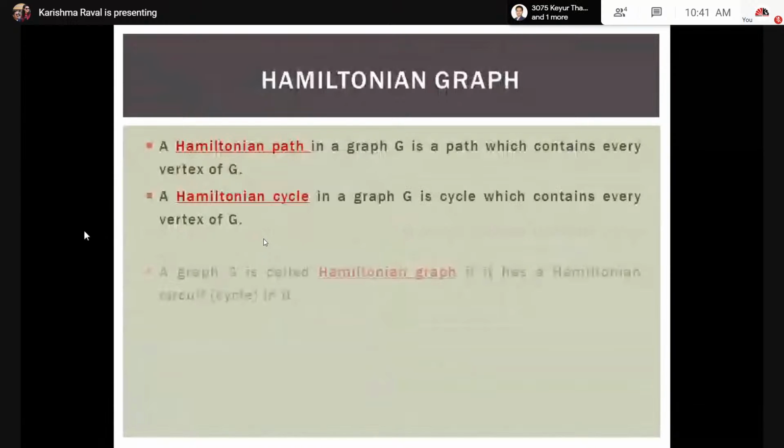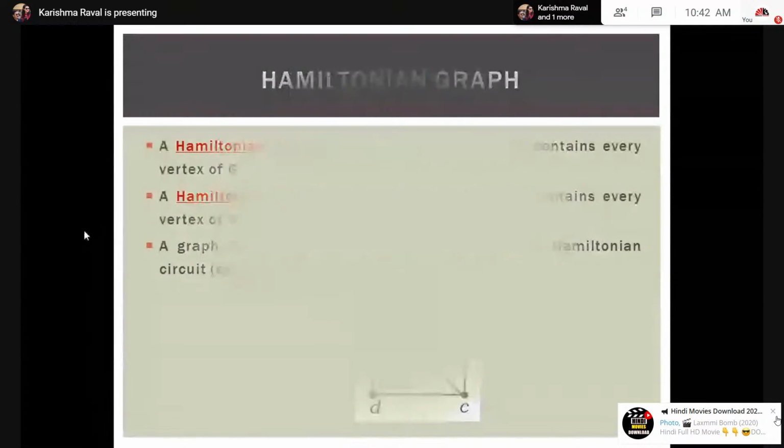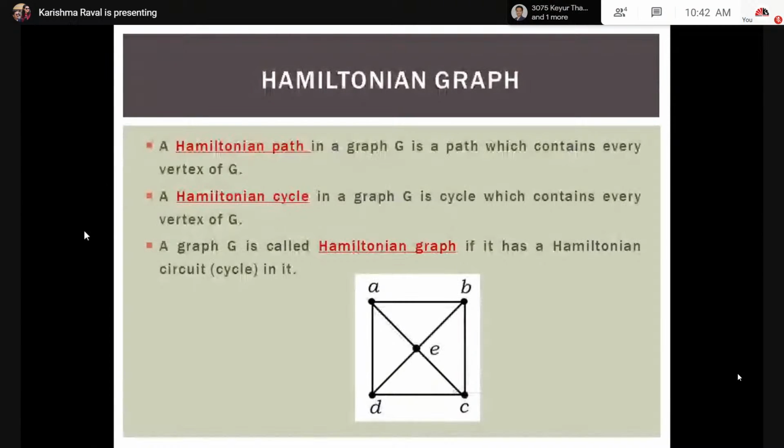Hamiltonian graph. A Hamiltonian path in a graph G is a path which contains every vertex of G. A Hamiltonian cycle is a cycle which contains every vertex of G, and similarly a Hamiltonian graph is a graph in which there is a Hamiltonian cycle. Here is an example. This has a Hamiltonian cycle. I would go A, B, E, C, D and come back to A. We are skipping one edge, B and C, in between and so we can form a Hamiltonian graph.